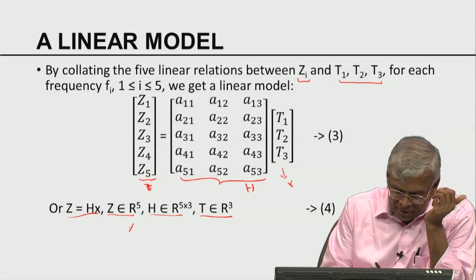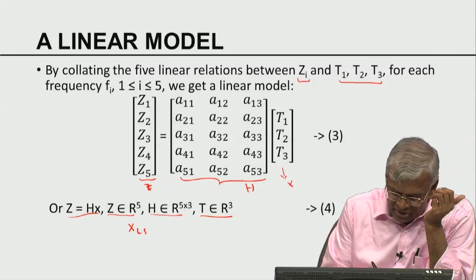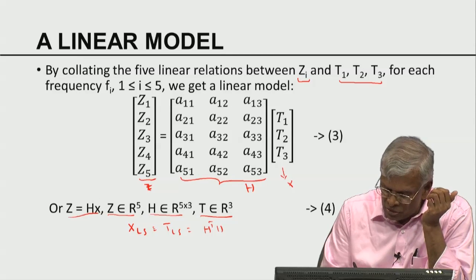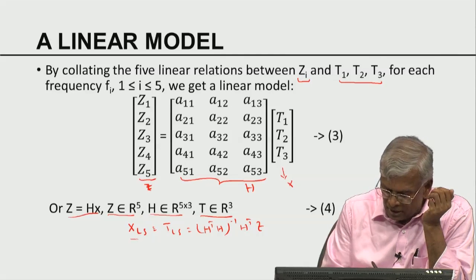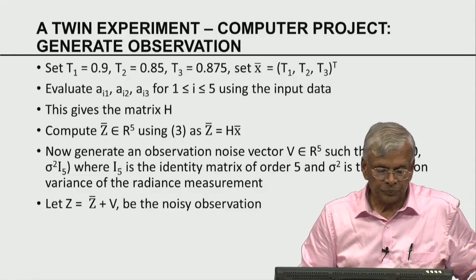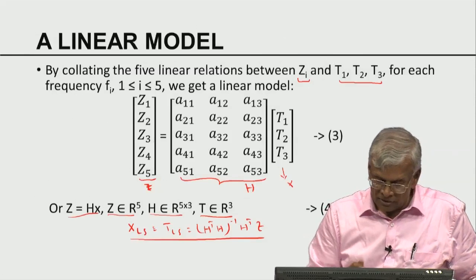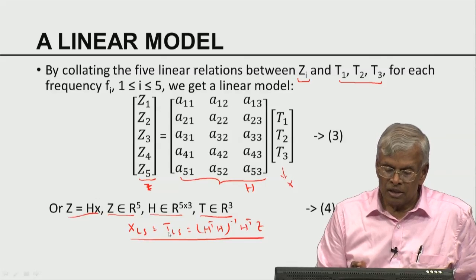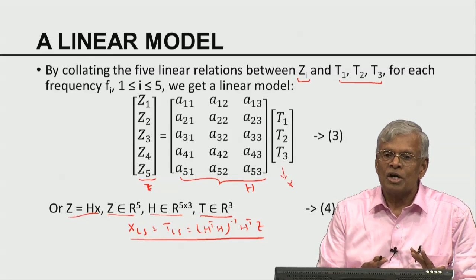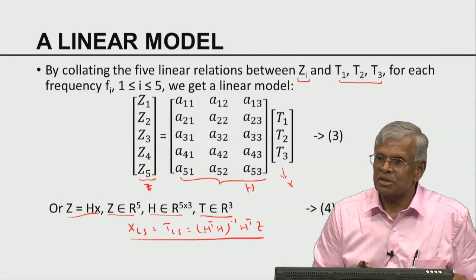So what is my XLS? XLS is equal to TLS, which is equal to (H transpose H) inverse H transpose Z. I can solve this linear least squares problem very easily. Now you see how our simple linear least squares problem can be used for satellite retrieval measurements.